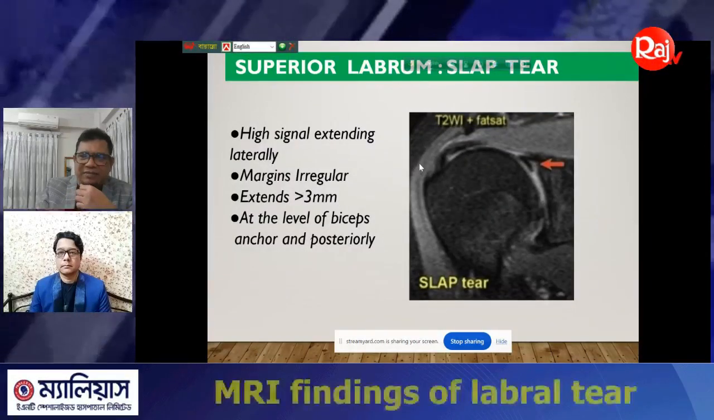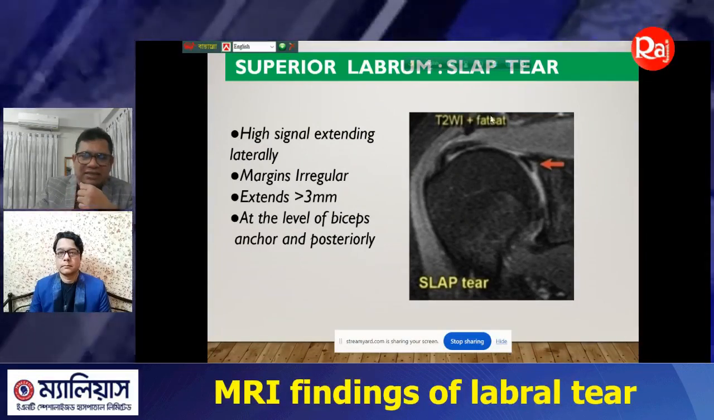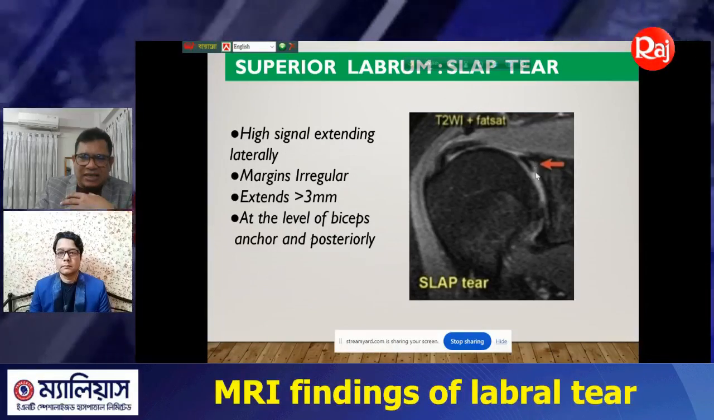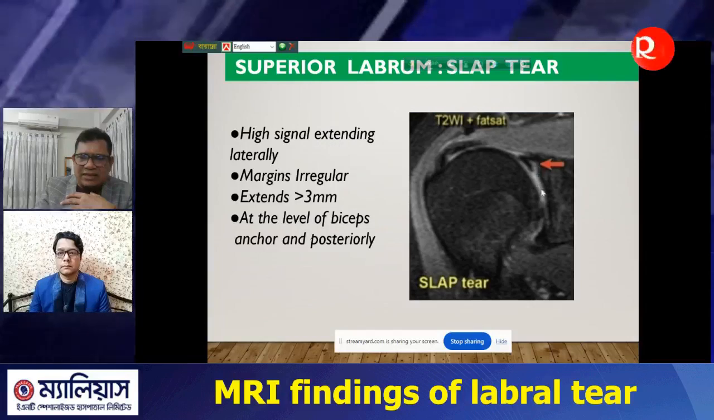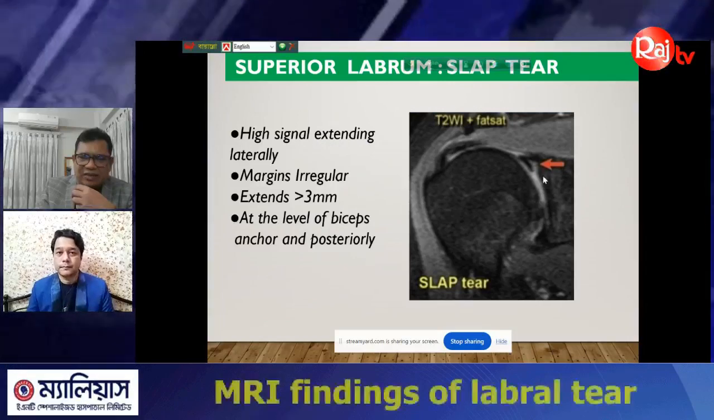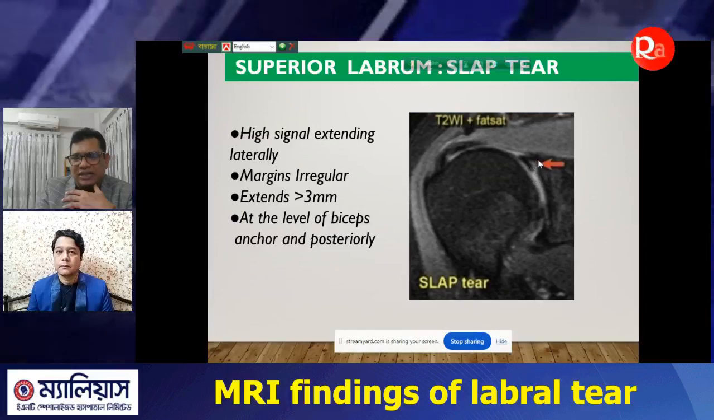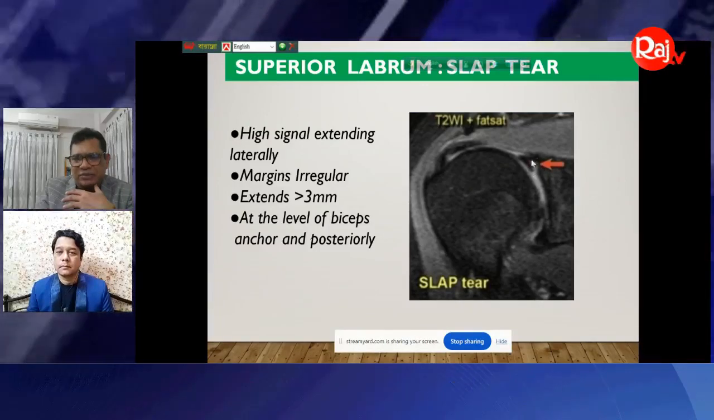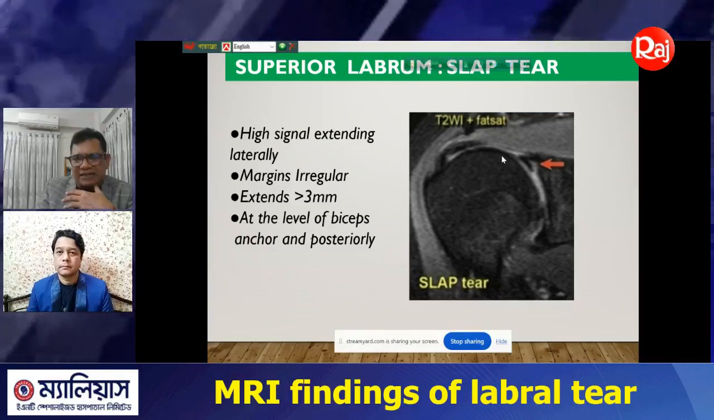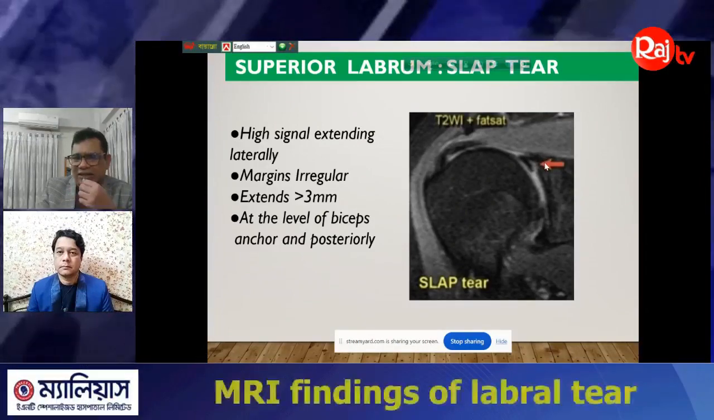In the superior labrum, that means a SLAP tear, what we can find is always high signal extending laterally, and the margins are irregular, extending beyond 3 millimeters at the level of the biceps anchor and posteriorly. This is a coronal oblique section. This is the superior labrum. This is the inferior labrum. And this is the superior labrum. There is a tear, and this tear must be directed laterally, that means towards the head, and it is called a superior labral tear.